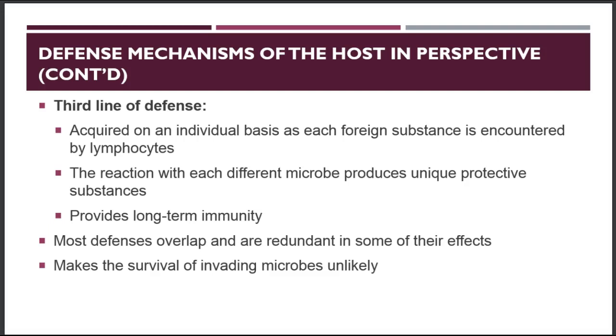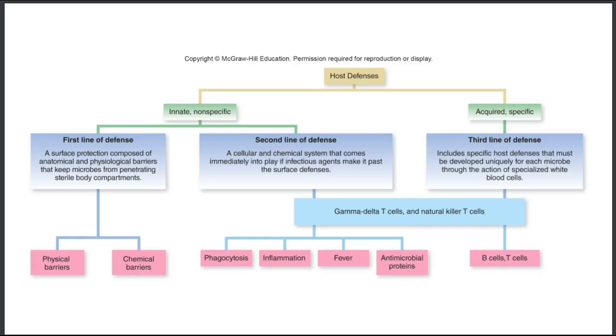Most of these defense lines overlap and are redundant in some of their effects, and that helps to reduce the ability of microbes to survive. So if they get through the first line of defense, there are redundant systems in the second and third line of defense that will target those microorganisms.